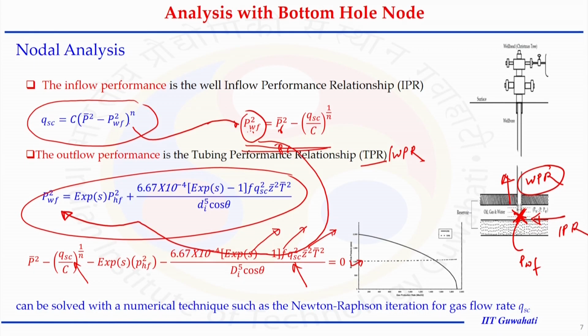Another way could be, we can plot this inflow equation on a curve and the outflow equation on a curve, and when these two curves intersect each other, we can get the operating condition at that point. So, let us see how it can be done with the help of an example.